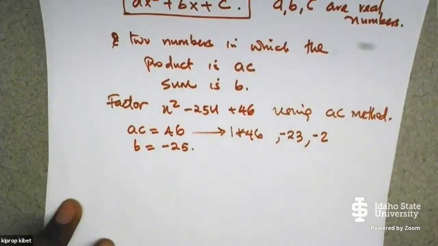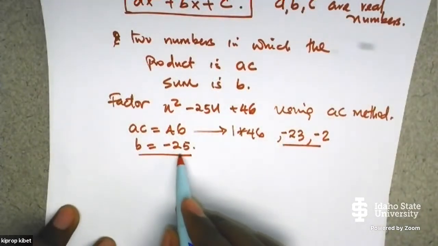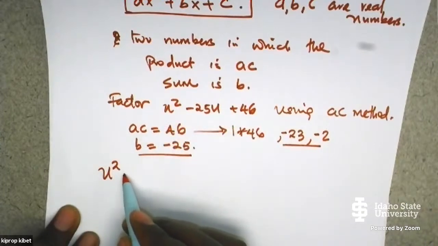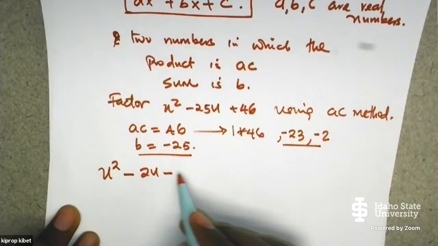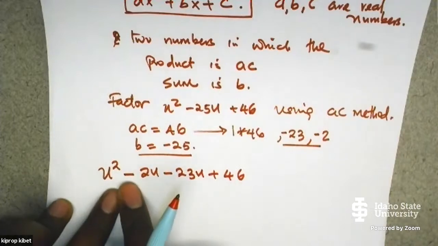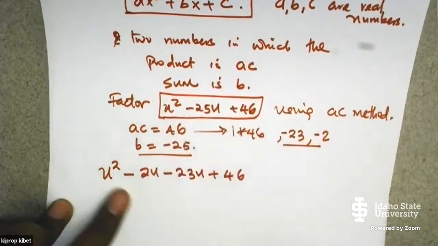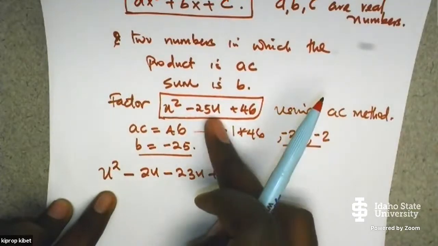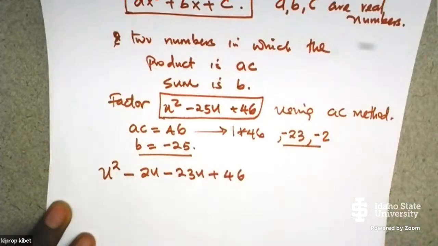Are we together? Now, after getting this, since we know that B is negative 25, we can still write u square minus 2u minus 23u plus 46. It is still similar to this one, right? Because minus 2u minus 23u is minus 25u, right?